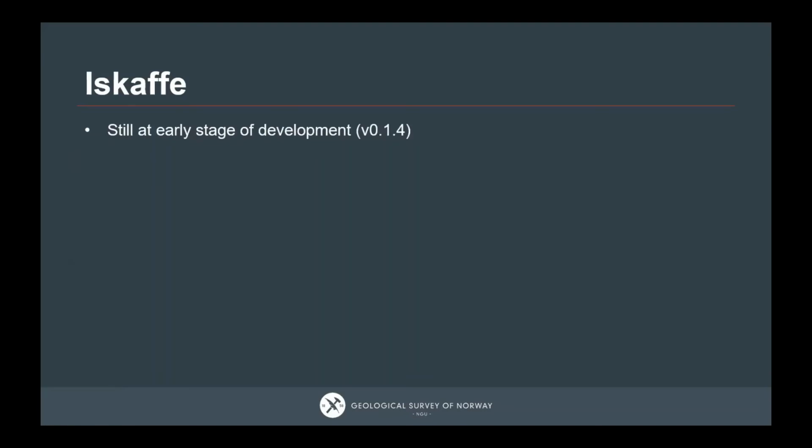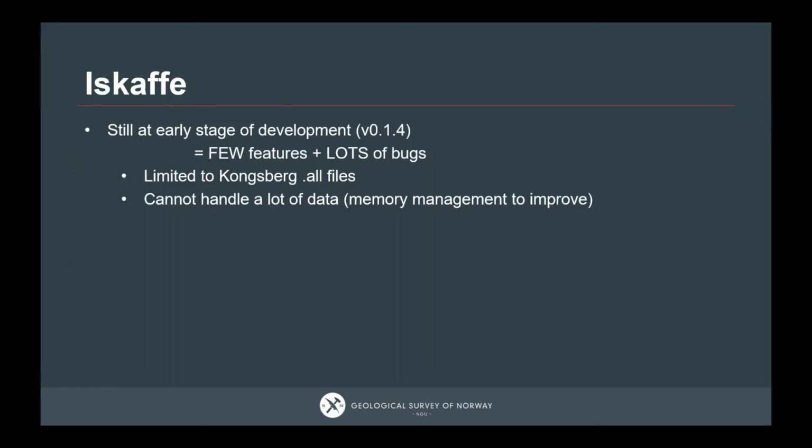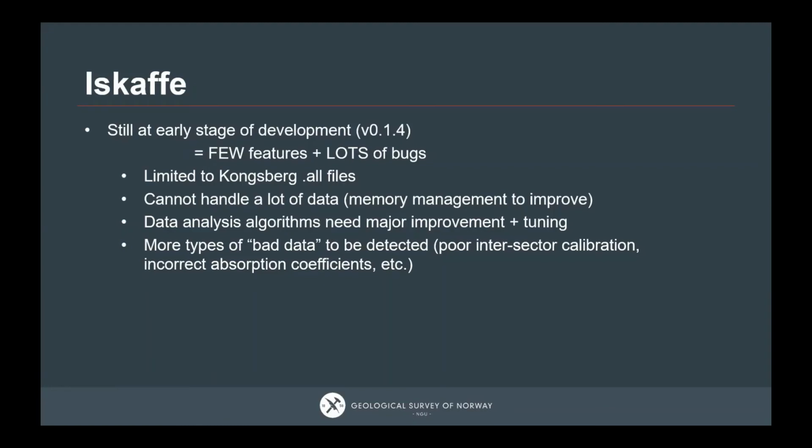Some comments: it's still at a very early stage of development, meaning it has few features and a lot of work. In particular, it's limited to converting some formats for now. It cannot handle a lot of data. I have a lot of memory management to improve, and that's not an easy one to fix because it depends on my previous choices. Again, I'm not a software developer. And then the data analysis algorithm still needs major improvement and tuning. The biggest problem I see is that there's a lot of bad data which is going to be difficult to quantify and to figure out what metrics to create.